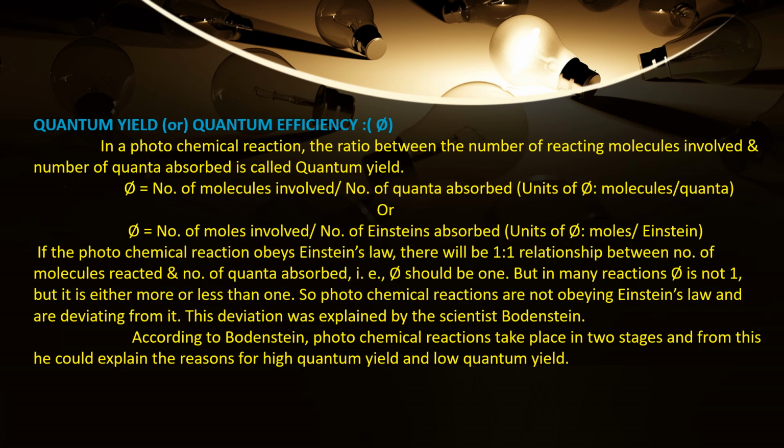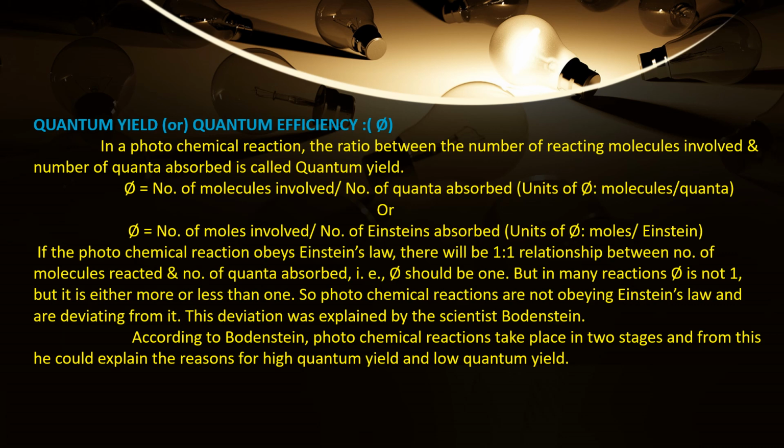So now, what is this quantum yield? Quantum yield is the ratio of number of reactant molecules and number of quanta of light absorbed. So how do we define quantum yield? In a photochemical reaction, the ratio between number of reactant molecules involved in the reaction and number of quanta of light absorbed is called quantum yield.